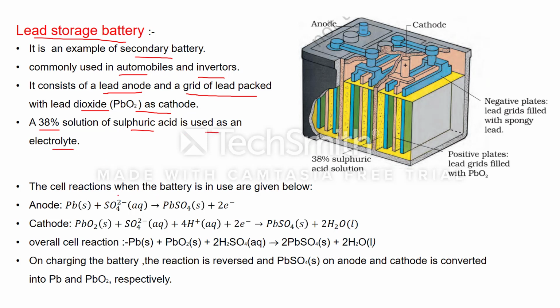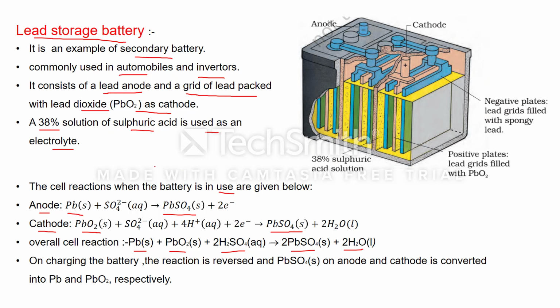Now reactions are taking place when we use the battery. At the anode, Pb will convert into PbSO4, and at the cathode, PbO2 is also converting into PbSO4, which is solid. Overall reaction we can write Pb plus PbO2 plus H2SO4, it gives PbSO4 and H2O. In this case, when concentration of sulfuric acid becomes less, then it is discharged.